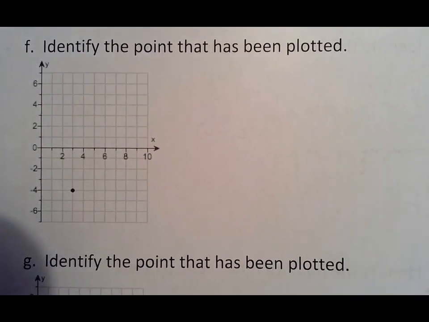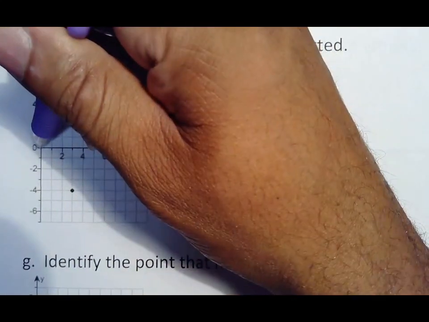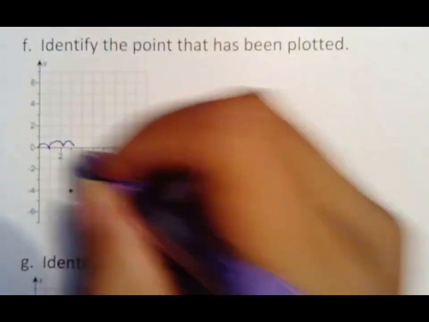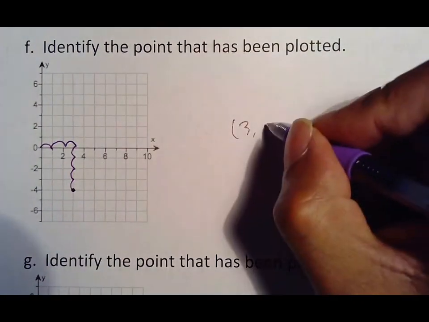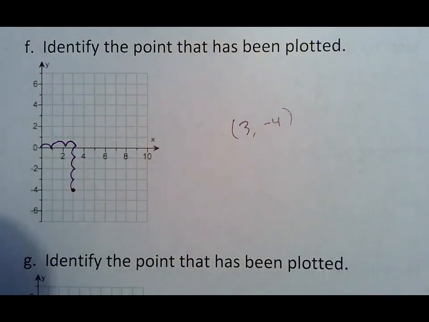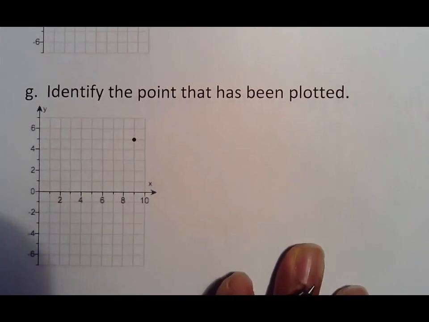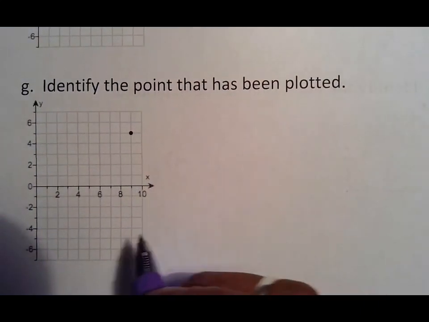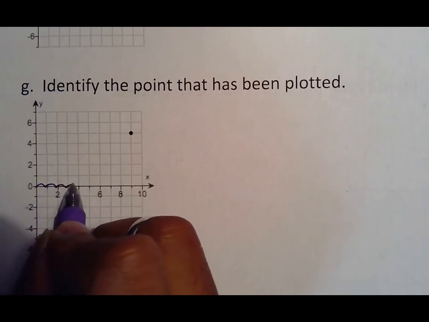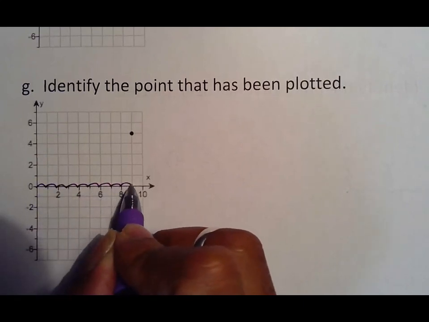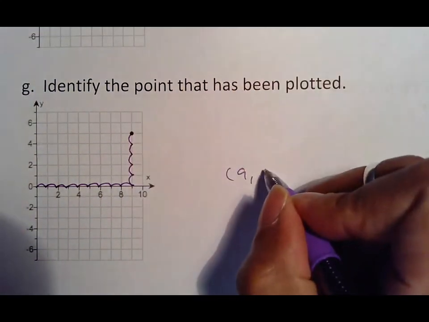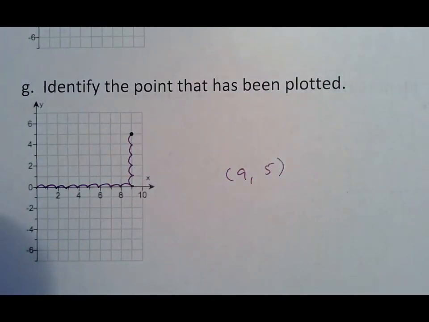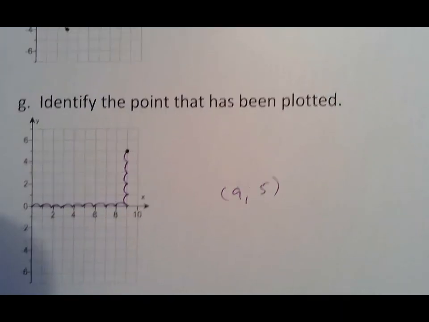Looking at this one, starting at 0, I am going 1, 2, 3 over in order to get above it, and then 1, 2, 3, 4 down, which would be a negative 4. And then G, I am going 1, 2, 3, 4, 5, 6, 7, 8, 9 over, and 1, 2, 3, 4, 5 up, and that should be my coordinate.